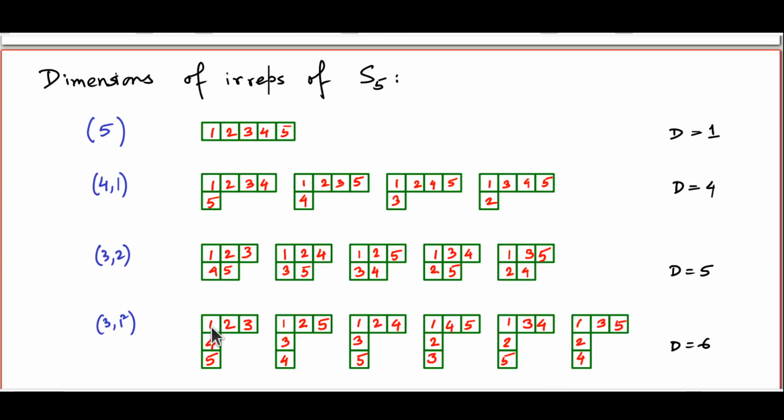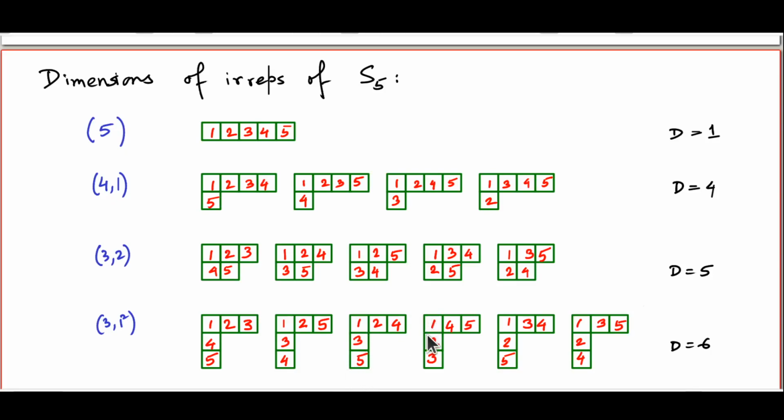Well, one obvious choice: 3 blocks in the first row filled with 1, 2, 3, then you have 4 and 5. But then you could put only 1 and 2 in the first row, 3 down here, 4 down here, 5 up here. Again 1 and 2 in the first row, 3 down here, but 4 here and 5 here. That would also adhere to the rules.